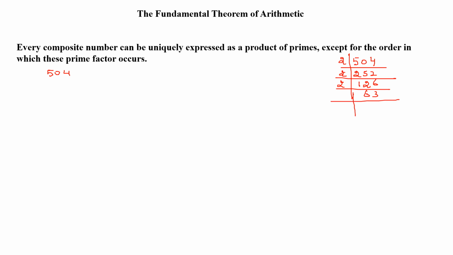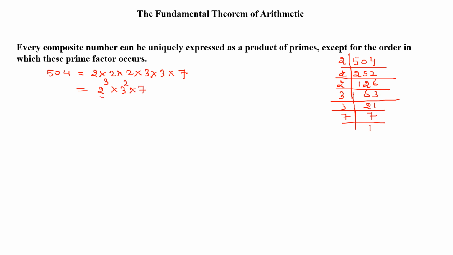So now I have to move to the next prime number, which is 3. 3 times 21, 3 times 7, and 7 itself is a prime number. So 7 times 1, isn't it? So I can write this in the form of 2 into 2 into 2 into 3 into 3 into 7. And this further I can write as 2 comes here 3 times, so 2 cube into 3 square into 7.